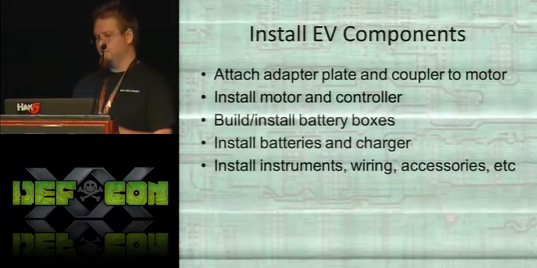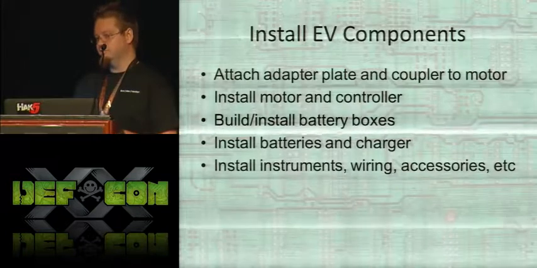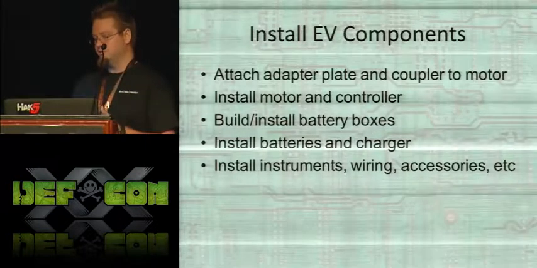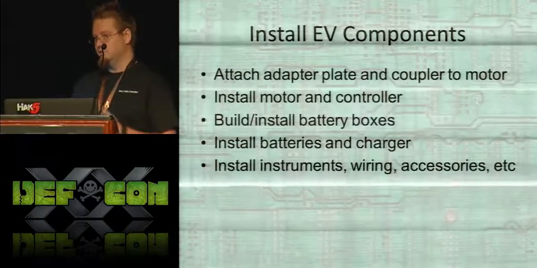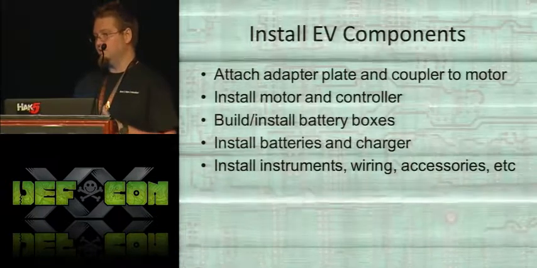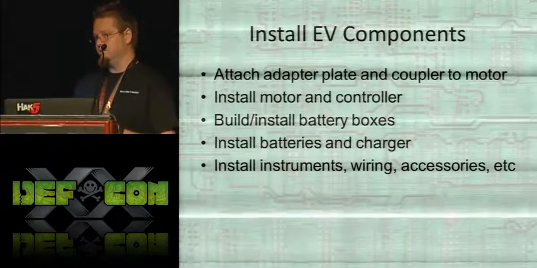So, and then you install your EV components. Once you have everything, it's pretty straightforward. With the Bug, it's just 4 bolts to put the motor on once you get it lined up properly. Install your motor and controller. You need to build and install your battery boxes. That's probably the hardest part, is building battery boxes.